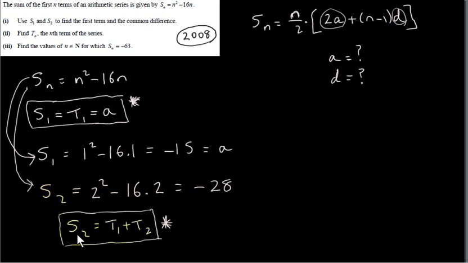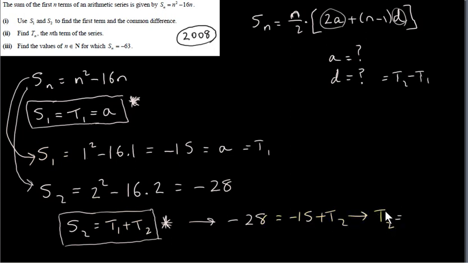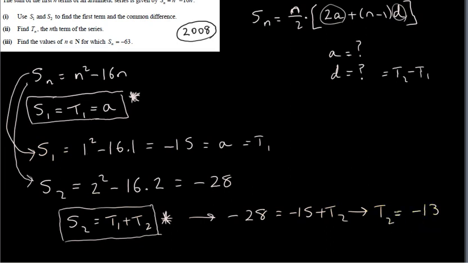So we note a very important fact. S2 is just T1 plus T2. Knowing this fact, we can find out what T2 is. We can find the second term. And if we know the second term, we can find d, the difference, because d is just T2 minus T1, the second term minus the first term. So minus 28 equals T1, well, T1 is a, which we worked out to be minus 15, just the same as S1 actually, plus T2. So we can solve this for T2. So we get minus 28 plus 15. T2 is minus 13.